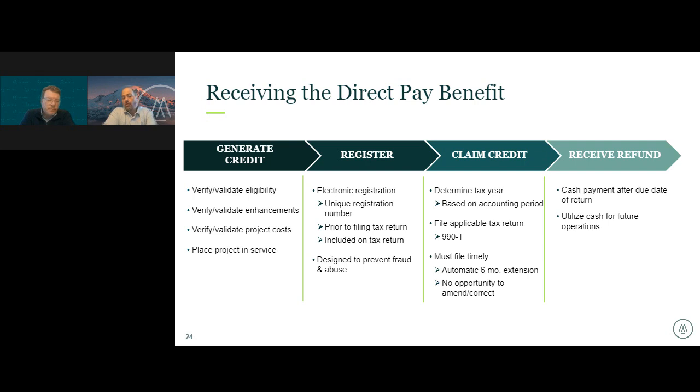And then you're going to wait, essentially, for that refund to come in. The IRS has said that you will receive your cash payment after the due date of the return. So if you hurry up and file early, you're not going to receive it before the due date of your return. If you're a calendar year payer, your 990T is due in the middle of May, and it will be at least the middle of May or longer before you see that return. And then you can utilize that cash for future operations.